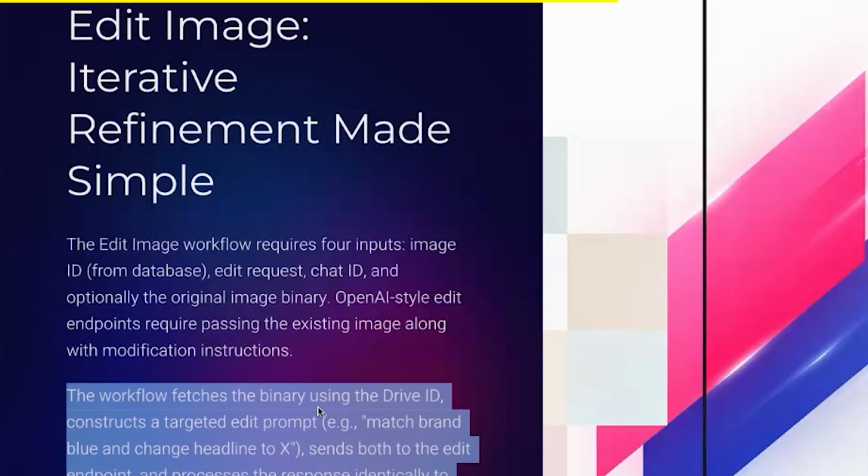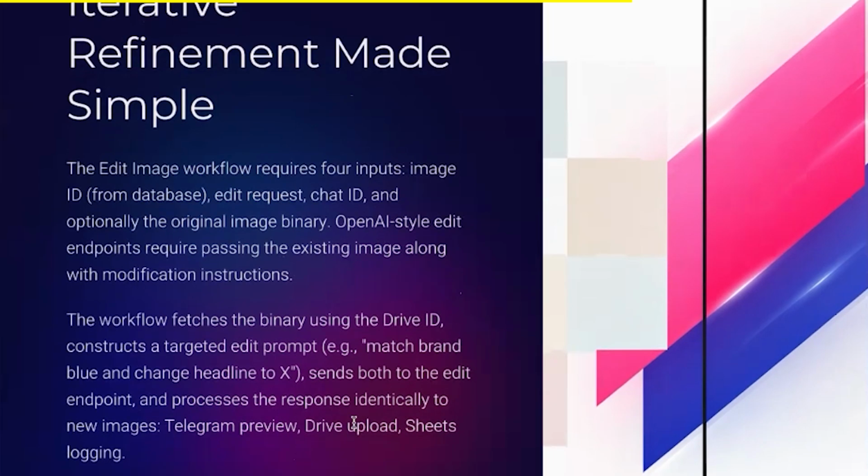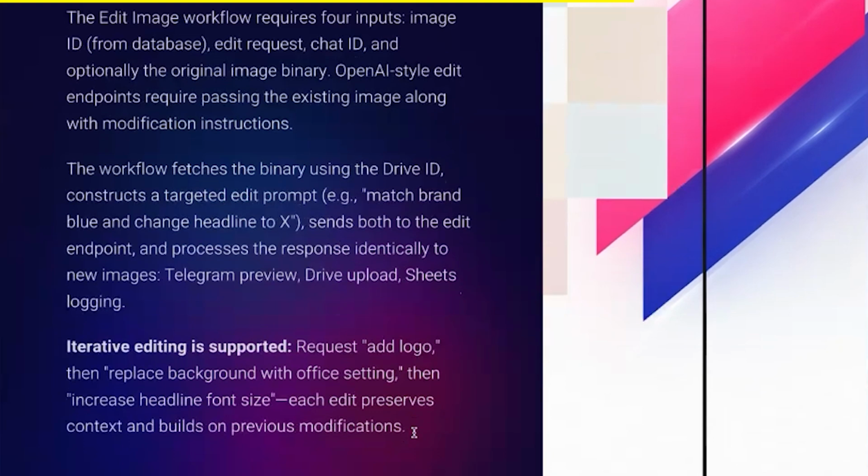The workflow fetches the binary using the drive ID, and then constructs a targeted edit prompt. So match brand blue and change headline to X. It sends both to the edit endpoint and then processes the responses identically to the new images. So the Telegram preview, drive uploads, and then Sheets logging. With the search images, right?